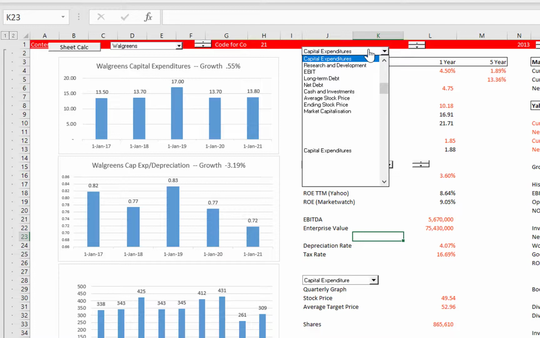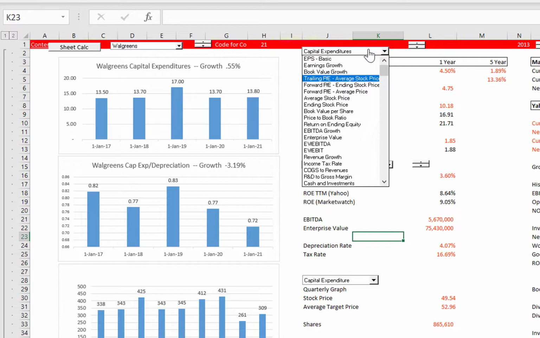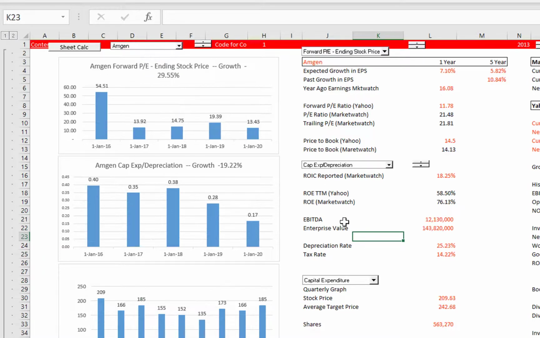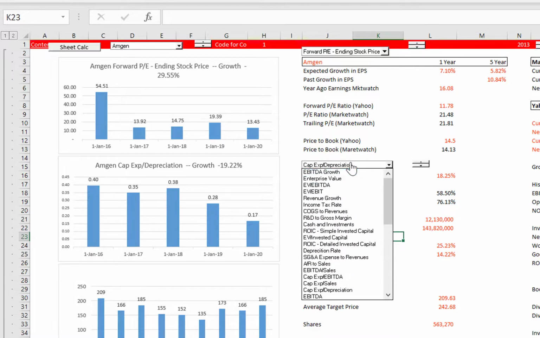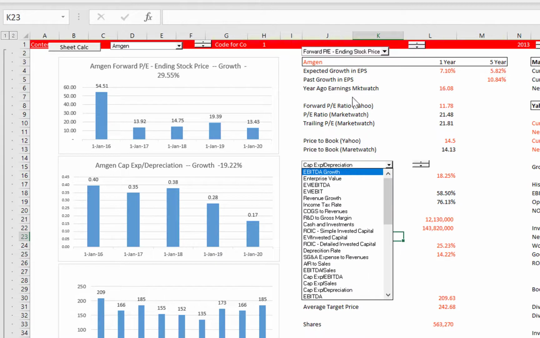So then if you want to just really start taking a tour of what's going on, let's take the forward price to earnings ratio. Of course, I got a distortion here, and maybe we'll look at all of this from a different angle. Just a minute. Let's look at the EV to EBITDA ratio.